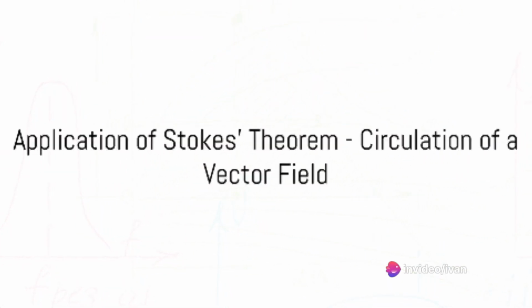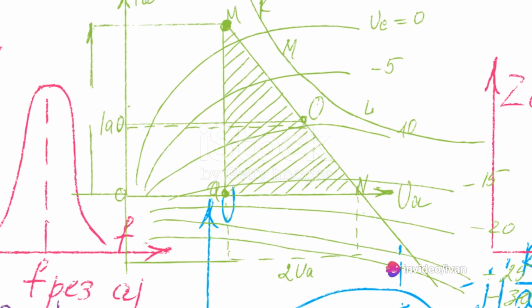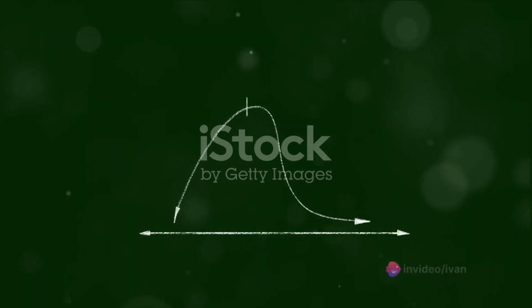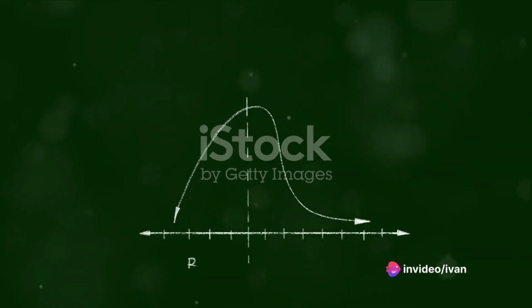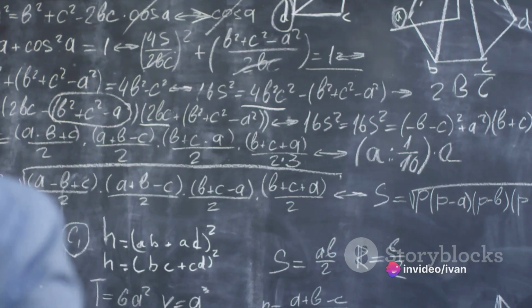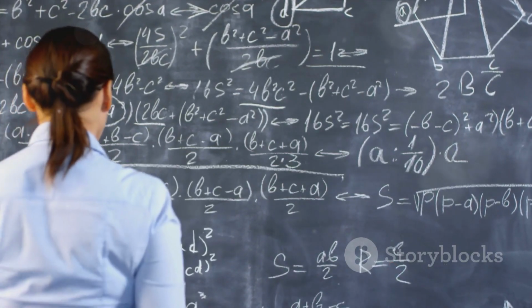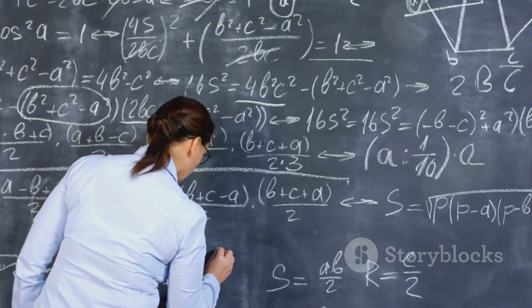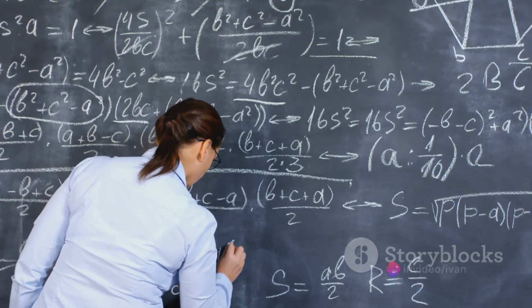To illustrate, consider a vector field F(x,y,z) equal to (z squared, -3xy, x cubed y cubed). To calculate the circulation of this field around the closed curve C, which is the boundary of the unit square in the xy plane with positive orientation, we apply Stokes' theorem. We convert the line integral into a surface integral over the surface S, which is the unit square itself, oriented with its outward normal vector pointing upwards.